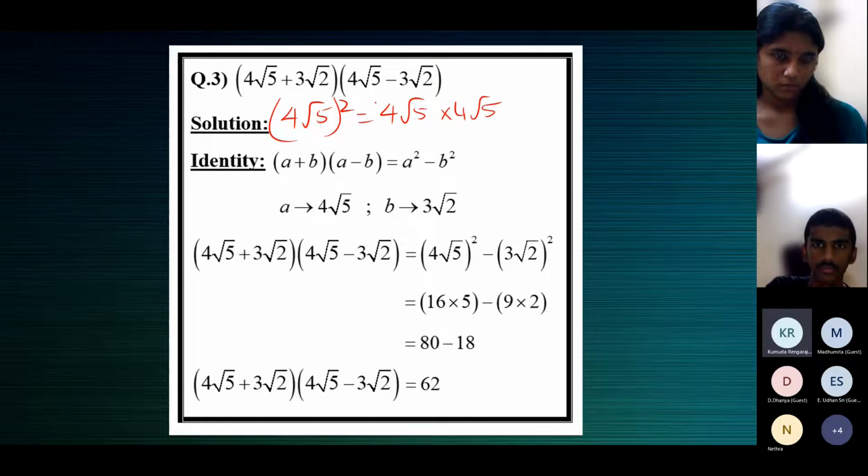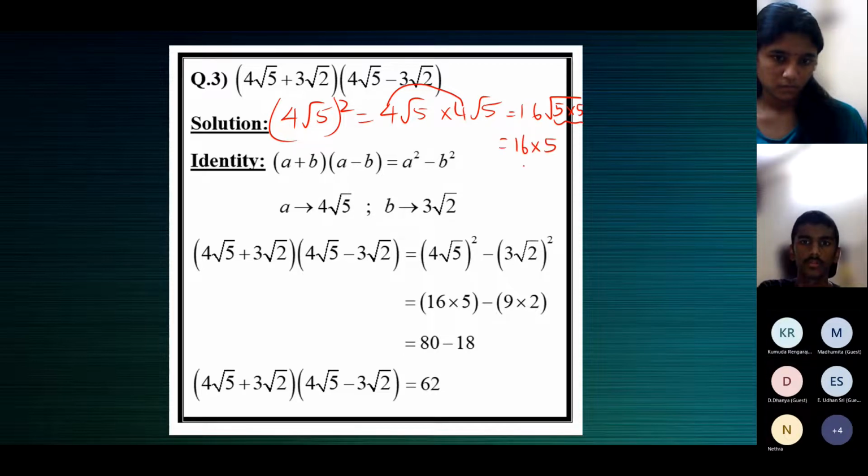So how do we multiply? 4 into 4, 16. Root 5 into root 5 is root of 5 into 5. So from 2 5s, 1 5 will come out. So 16 into 5. So remember, root 2 into root 2 is 2. Root 3 into root 3, 3. Root 4 into root 4, 4. Root 5 into root 5, 5. Root 6 into root 6, 6. You don't have to work this out every time.